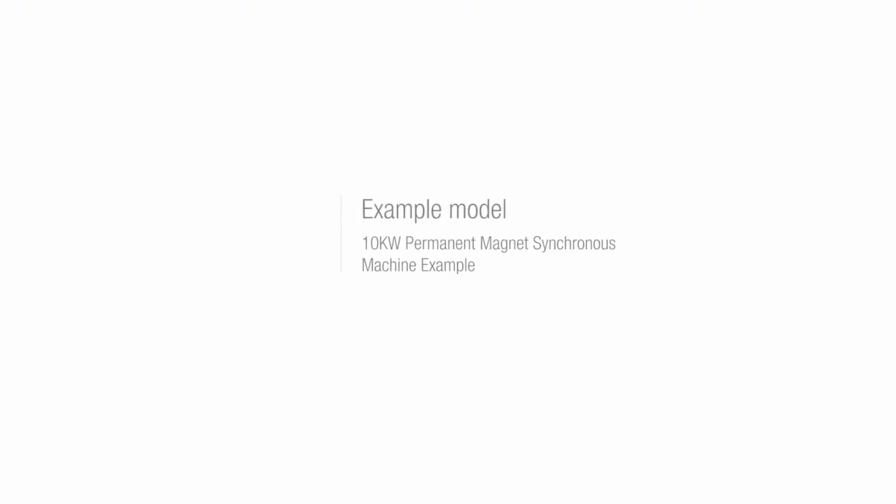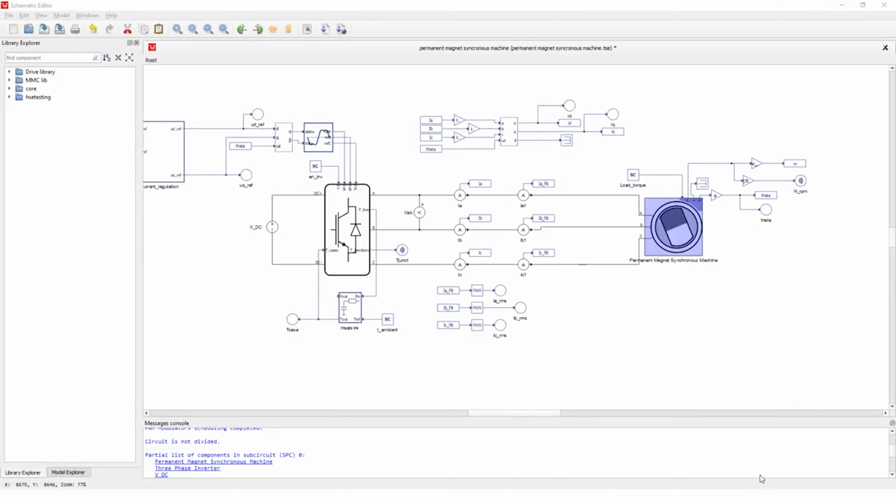Now I will show you a 10 kilowatt permanent magnet synchronous machine example. I will also demonstrate the difference between linear and nonlinear spatial harmonic machine types. I will start with the nonlinear model. If you chose the nonlinear model, press the Load and Compile button.